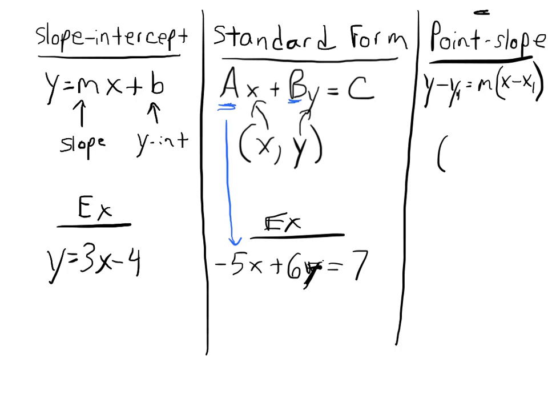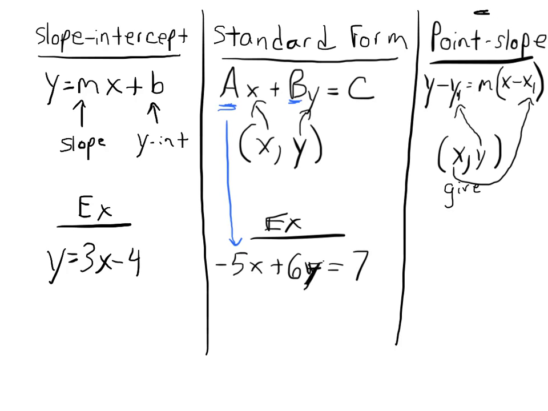So if we have an ordered pair, an x and a y, this y goes in for the y1, not the regular y, the y1. Again, it represents something that we know. And the x1 represents the x that we know. Okay, so say this is like a given point for us. Okay, if we know a point, we can substitute in for the x1 and the y1. So let's do a quick example of this.